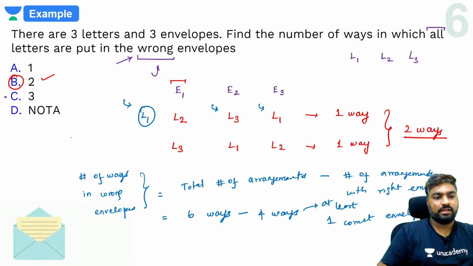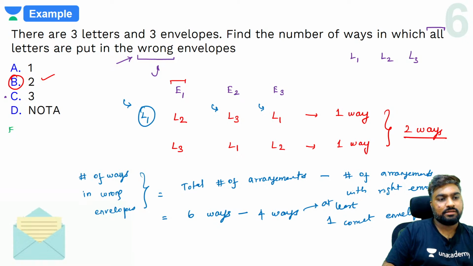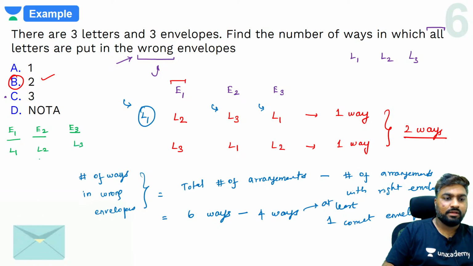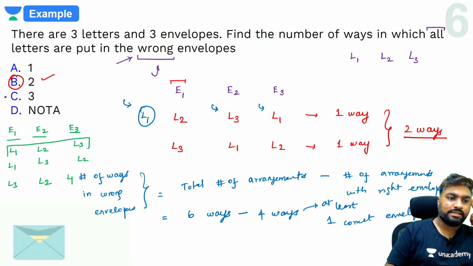For example, let me do it here. Look at this. E1, E2, E3, correct? 3 envelopes. Letter 1, then we will have 2 arrangements here. Letter 2, letter 3, letter 3, letter 2. Same way, if I fix letter 2, then we will have one arrangement where there is letter 3, letter 1 here, because L1, L2, L3, this order is already done. This is already done. Are you able to understand this?